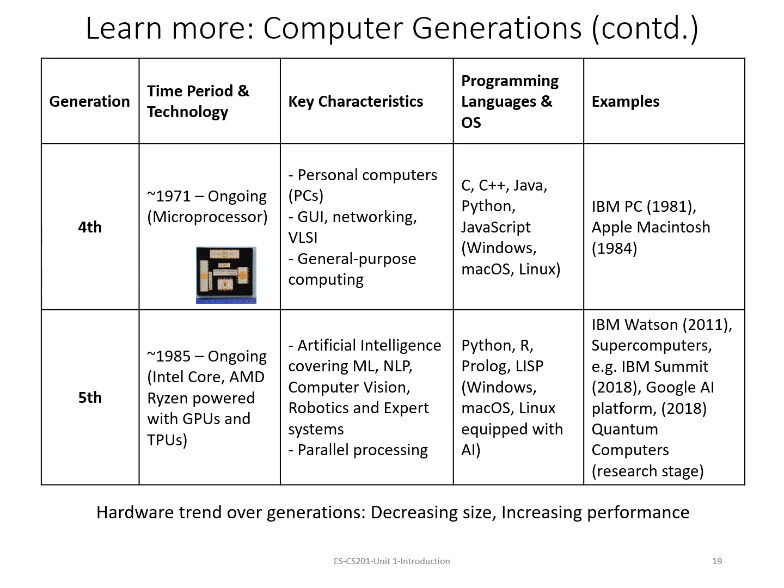Examples: IBM Watson, 2011, supercomputers like IBM Summit, 2018, cloud-based AI platforms like Google AI Platform, 2018, quantum computers, ongoing research in IBM, Google, etc. Typical hardware trend over generations: decreasing size and increasing performance.